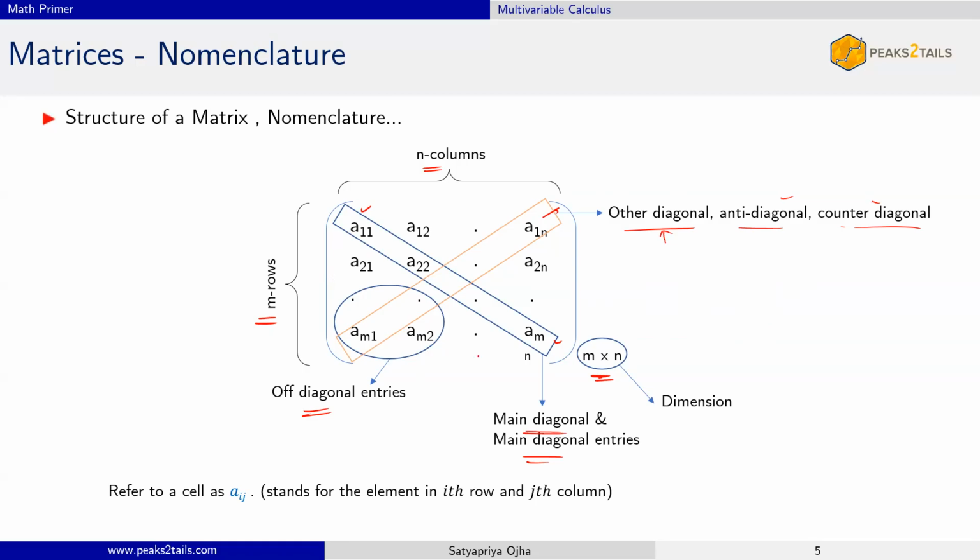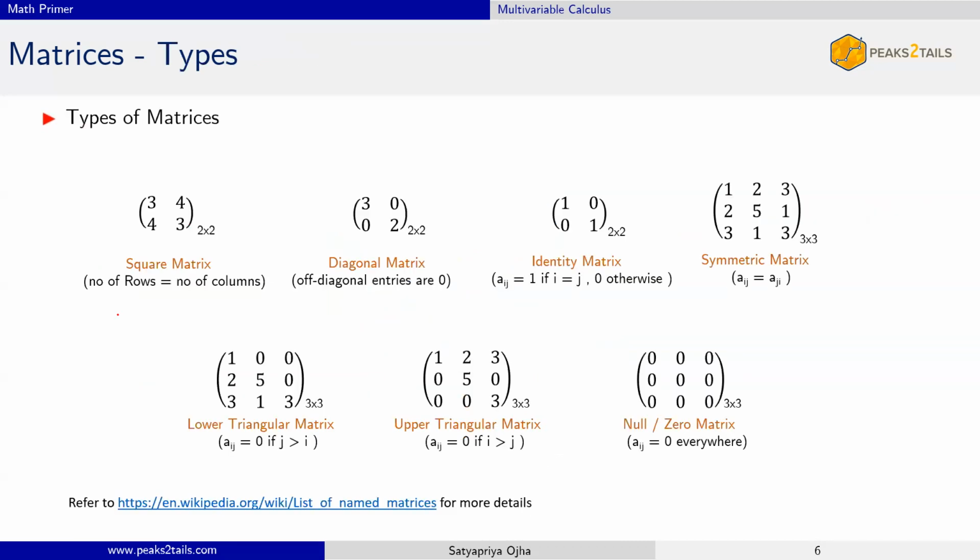Now, any cell can be represented as Aij. That's the universal standard of referencing any cell, Aij. Ij basically means ith row and jth column. So it's the intersection of ith row and jth column that will lead you to one specific cell that is referenced as Aij. Okay, basic stuff. Let me know if you have any questions. Okay, these are very basic, so I'll just skip it.